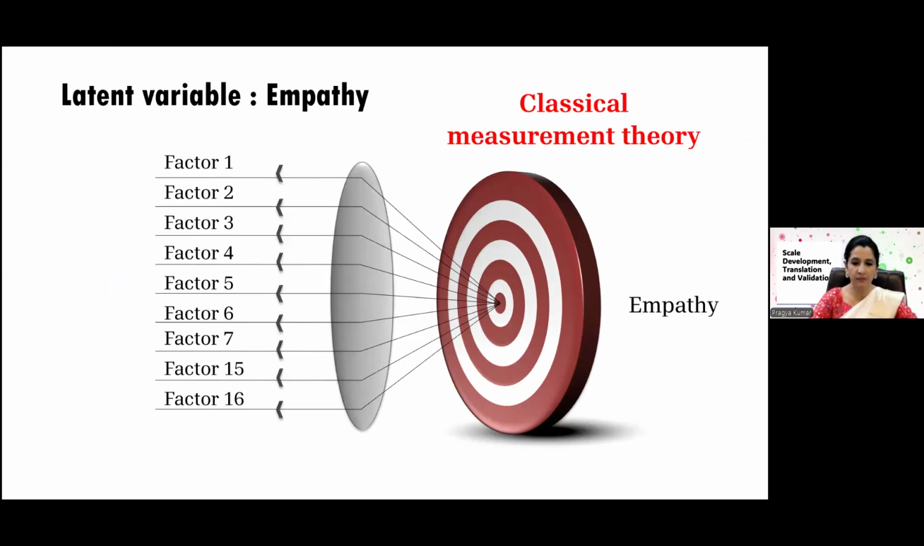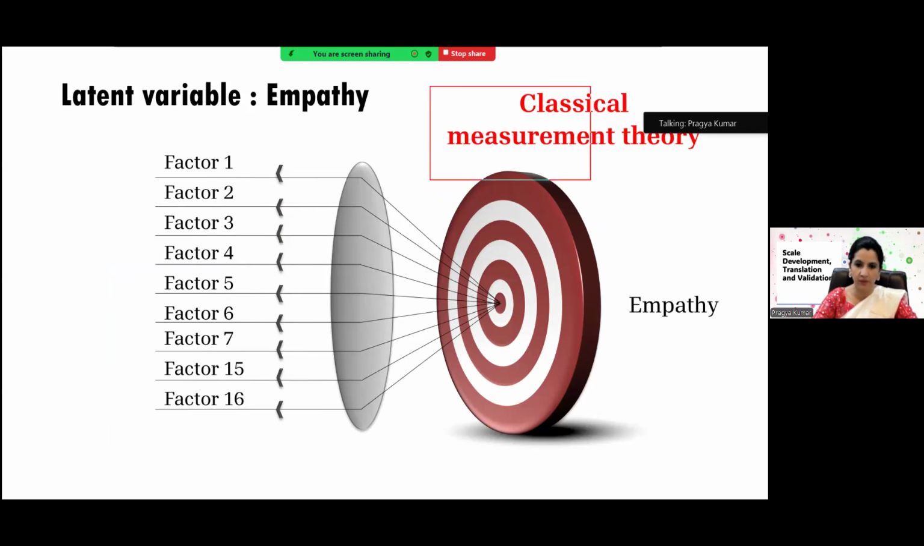So this is the latent variable, empathy. Now I am introducing a new term here, which is the classical measurement theory. Here, consider the factors you can see, 1, 7 and the others also there. Since there was no space, consider all these as 16 factors. And you can see the direction of the arrow. If this is empathy, then it will reflect all these 16 items.